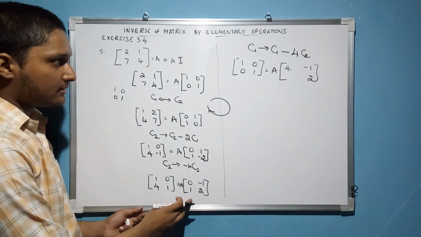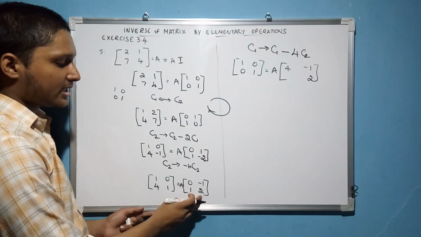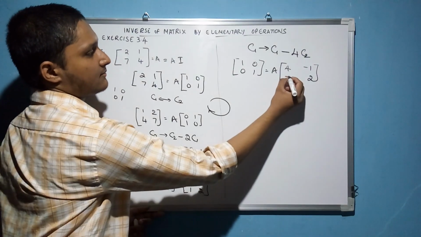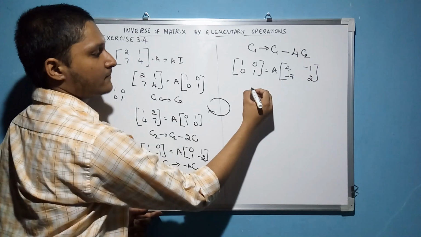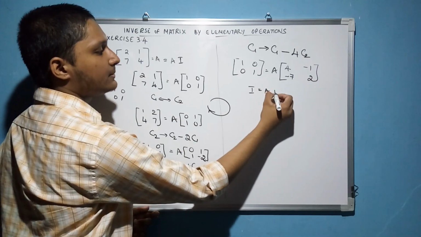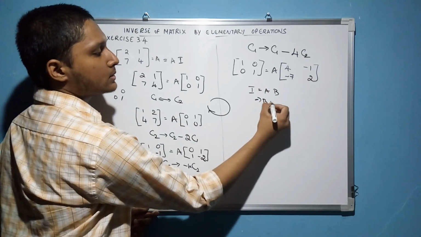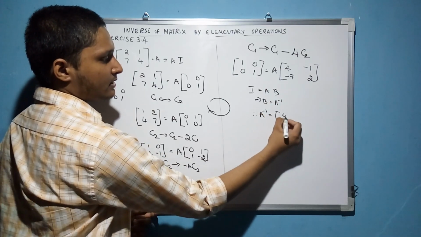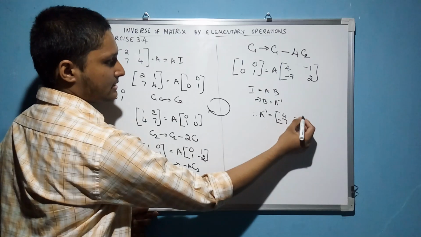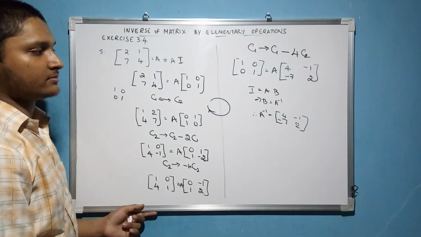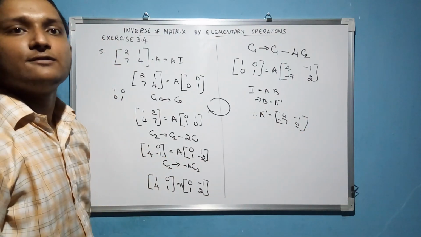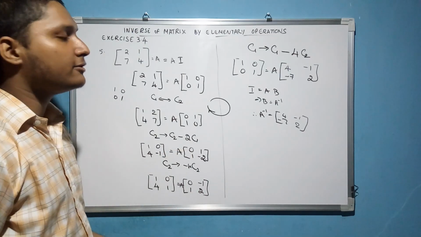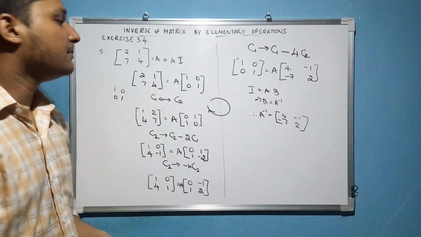Then you have 1 minus 4 times 2. Minus 4 times 2 is going to be minus 7. So I is equal to A into B. Therefore B is equal to A inverse. Therefore A inverse, I can write it to be [4 2; minus 7 minus 1]. You will learn more about finding the inverse faster than using the elementary transformation in the next chapter, where you will find what is the adjoint of the matrix.